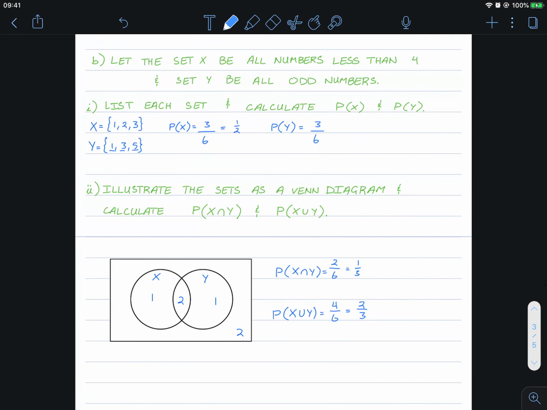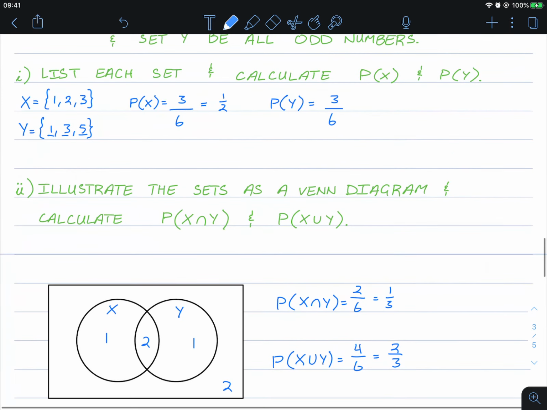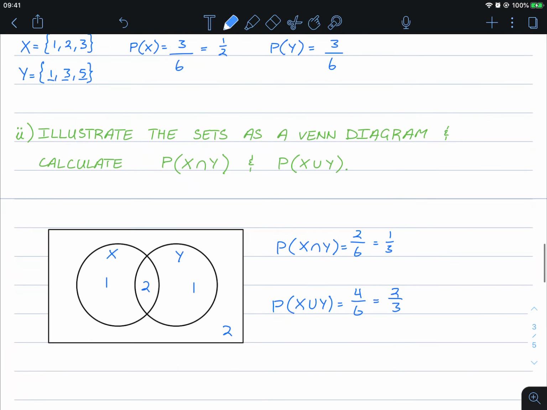So, hope that gave you an insight into this new notation, as well as the intersections and the union of sets. Hope to see you in the next video.